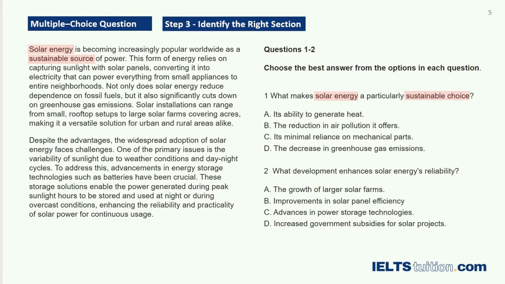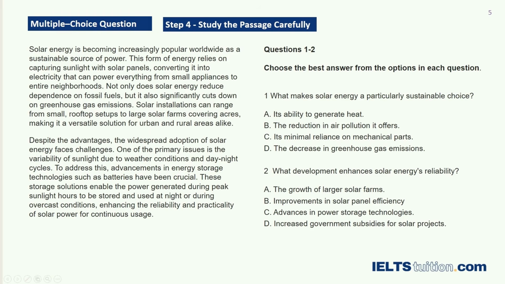In the question, we have sustainable choice. In the text, we have sustainable source. Instead of the word choice, we have source. Now that we have found the right place to read, we move on to the next step of our CRISP method. Step number 4 is to study the passage carefully.